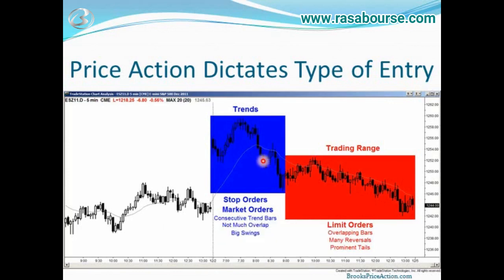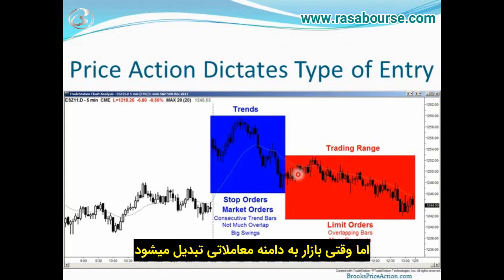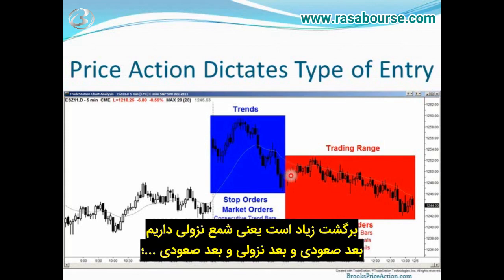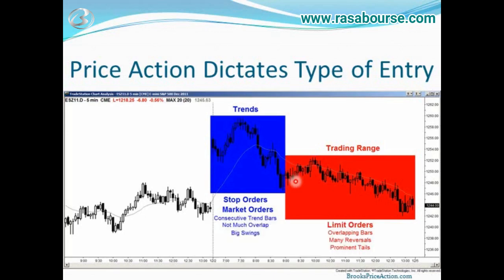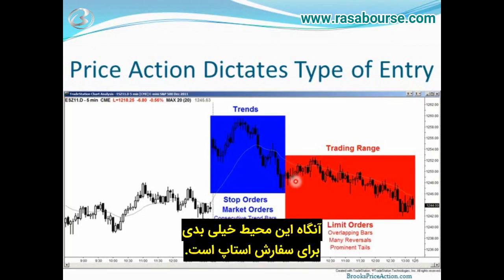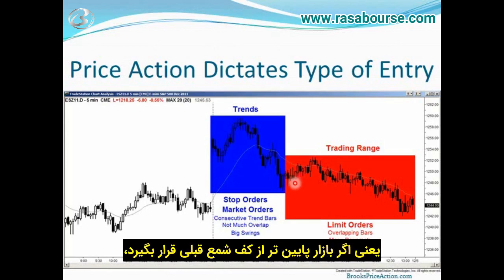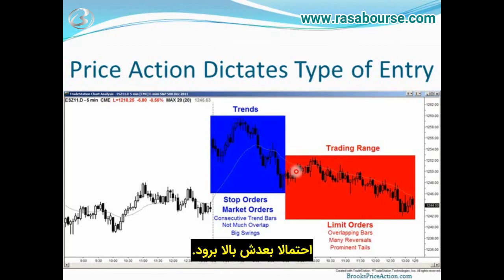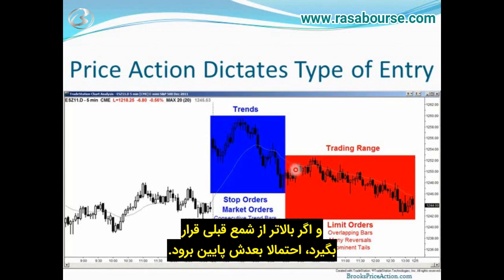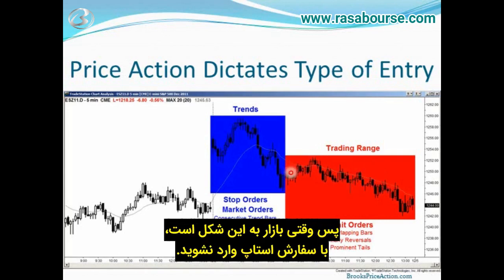However, when the market transitions into this, lots of sideways bars, lots of overlapping bars, lots of big tails, lots of reversals, bear bar, bull bar, bear bar, bull bar, it's a terrible environment for stop orders. Breakouts are going to fail. If it goes below the low of the prior bar, it's probably going to go up. If it goes above the high of the prior bar, it's probably going to go down. So when you see a market that's starting to look like this, don't enter with stop orders.